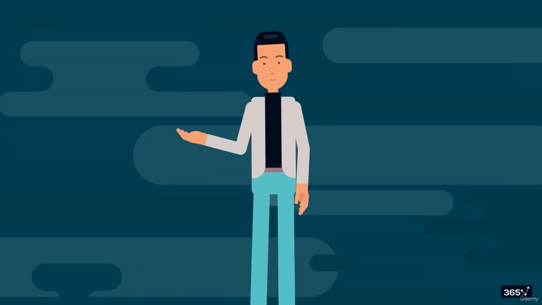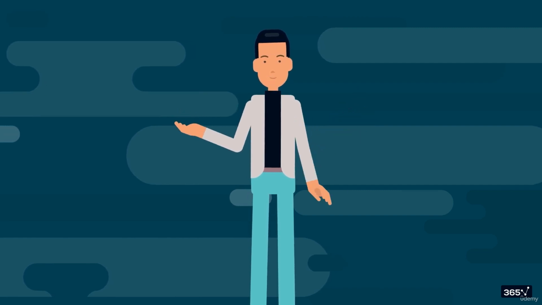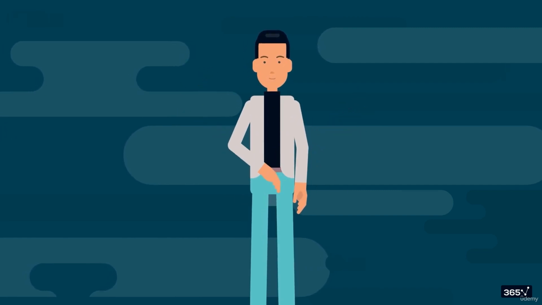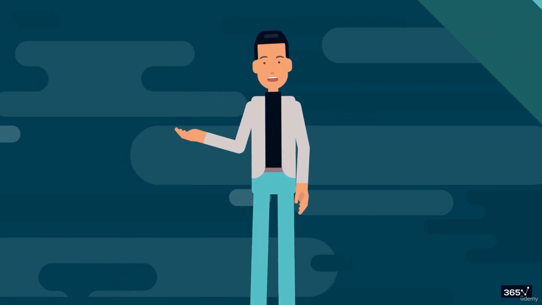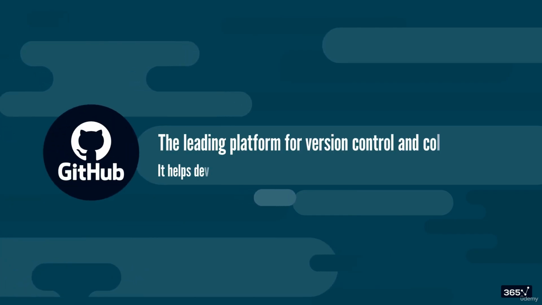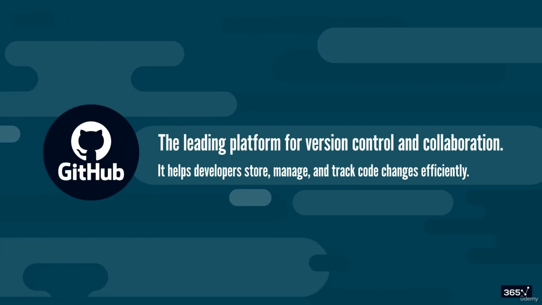Welcome back! Now that our project is nearly complete, it's time to upload it to GitHub. As you are probably already familiar, GitHub is the most popular platform for version control and collaboration, and it will help us manage our project and deploy it using Streamlit.